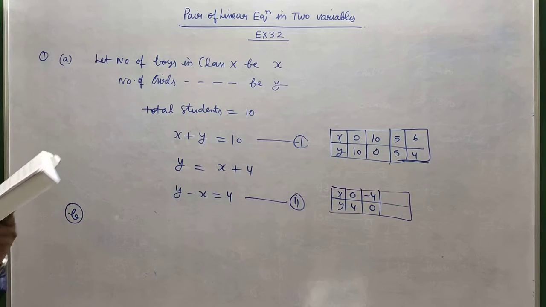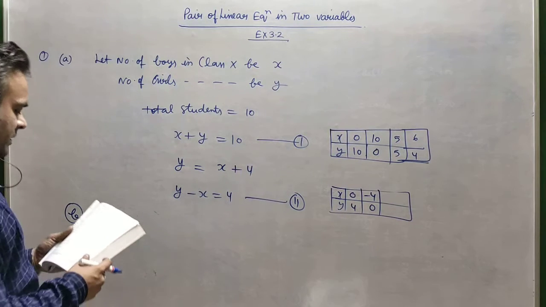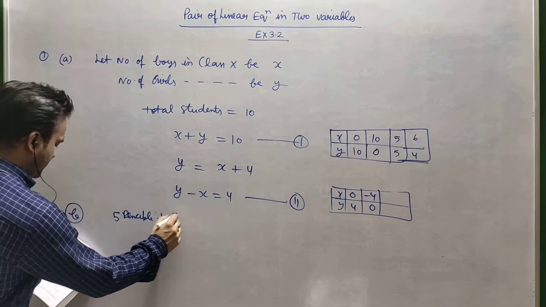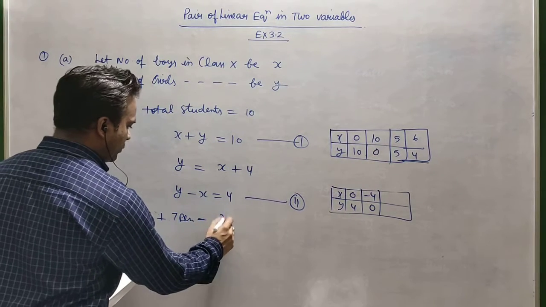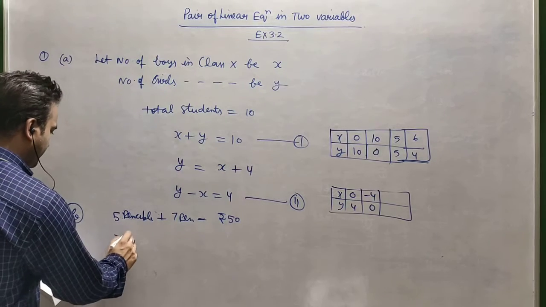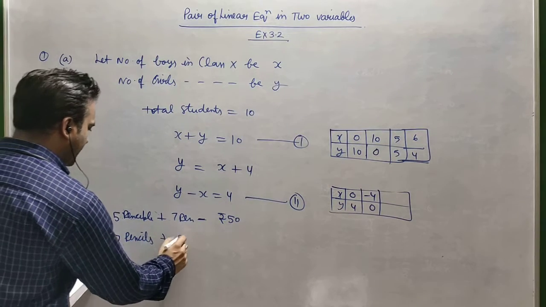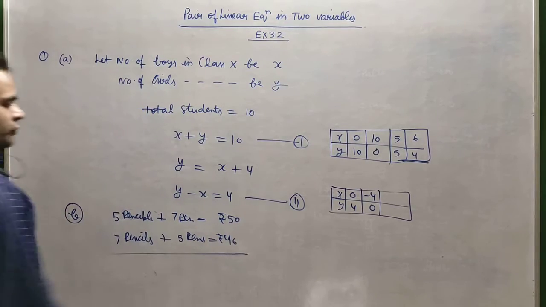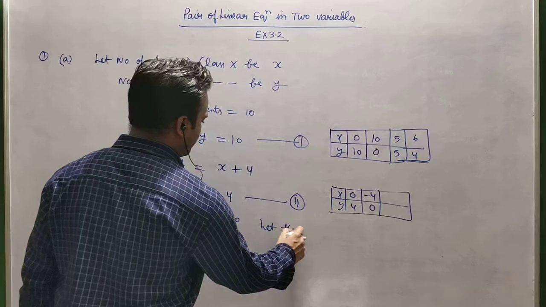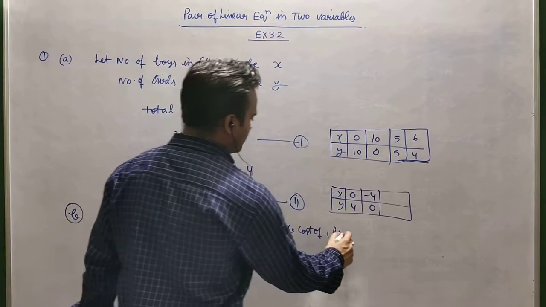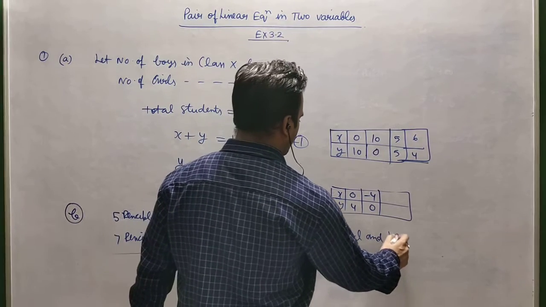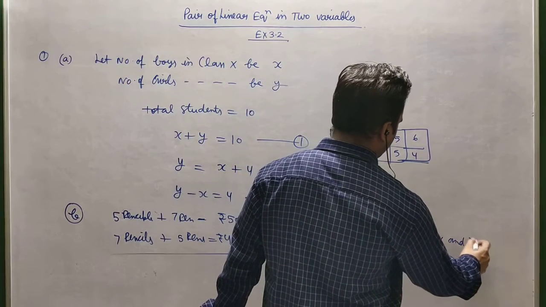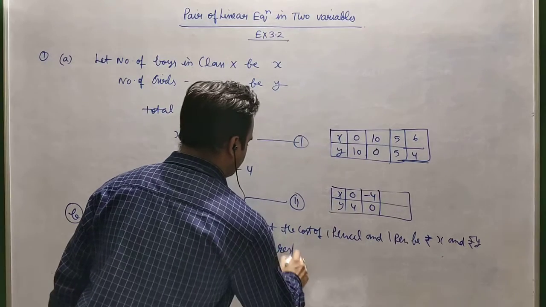5 pencils and 7 pens together cost rupees 50, and 7 pencils and 5 pens together make rupees 46. So what will we do here, first of all: let the cost of one pencil and one pen be rupees x and rupees y respectively.